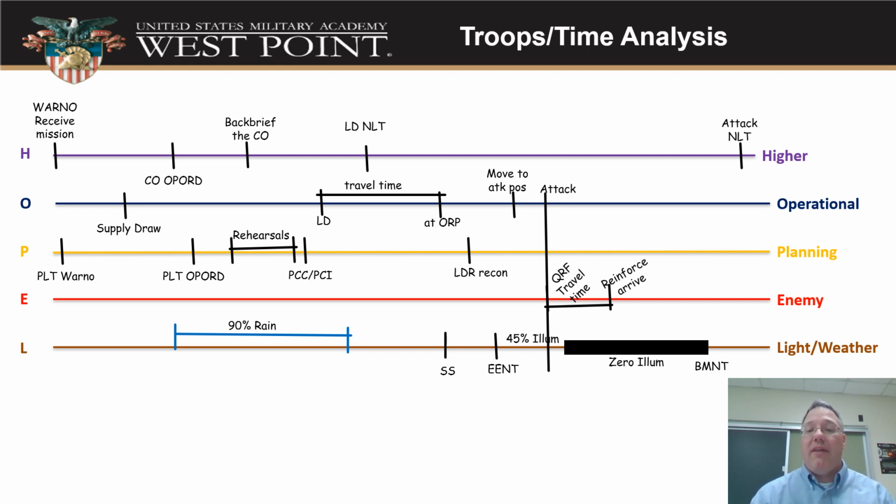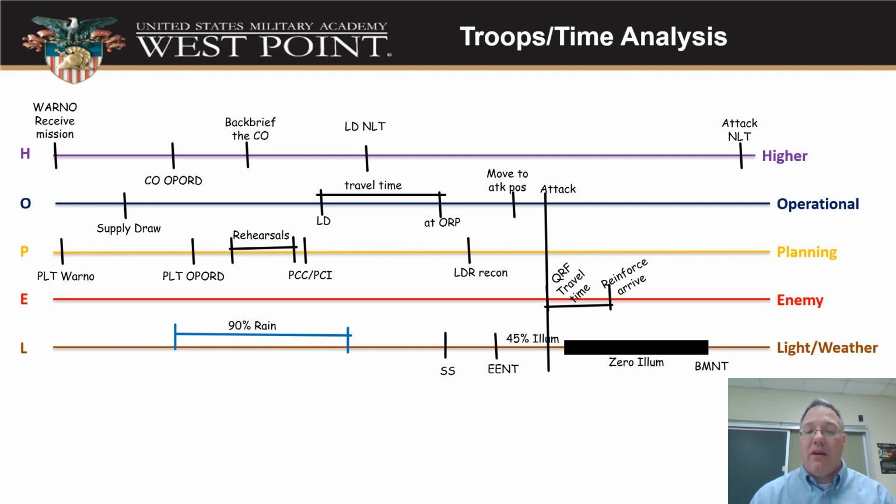Maybe you've got intel that an enemy replacement unit is on its way and you know when they're going to arrive. Maybe you've got intel about when a key leader is going to be on site, when they arrive, when they leave, and you have to show that so you make sure your mission is timed properly to either be there when they're there or not be there when they're not there.